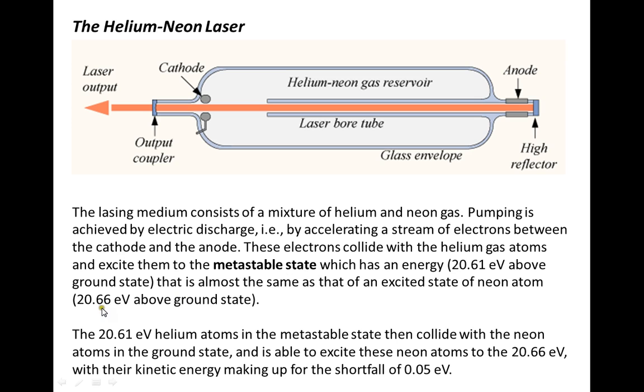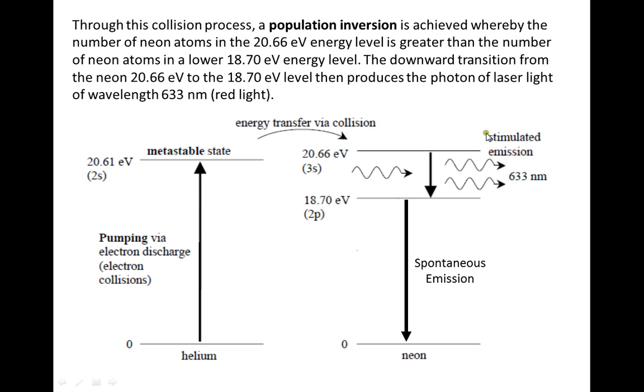This is close to the excited state of neon with 20.66 eV. However, there is a difference of 0.05 eV. This difference is made up by the kinetic energy of the neon itself, making up for the shortfall. Here we see the energy level diagram. You see that there is a difference between the excited state of helium compared with the excited state of neon.